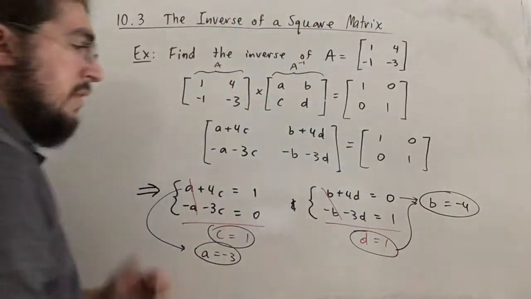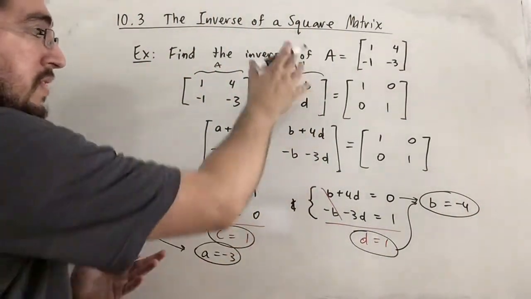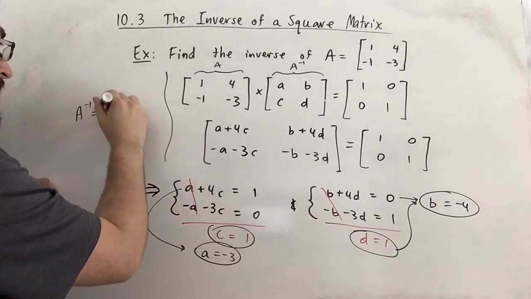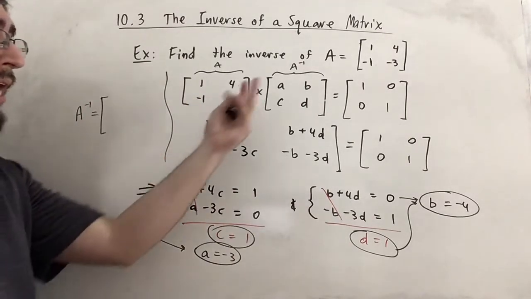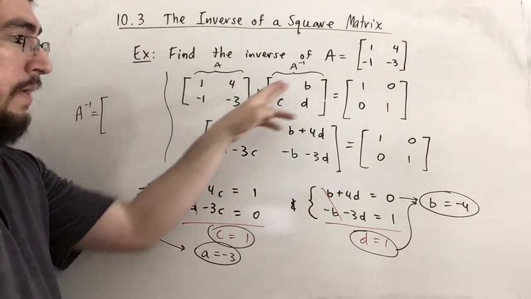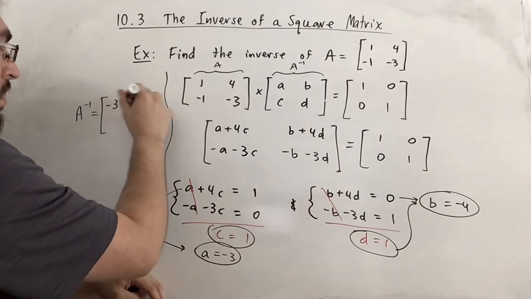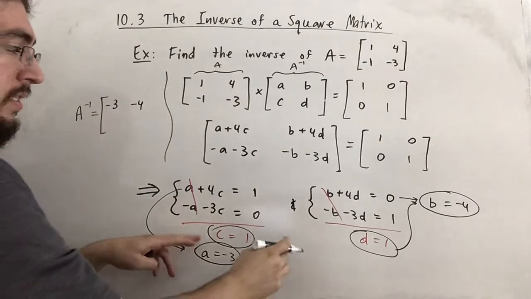Perfect. So that actually tells us what the inverse is. Remember, this was our inverse. So over here, our answer will be A inverse is just the matrix whose entries are a, b, c, d. We found a, b, c, d. It's negative 3, negative 4. And c, d would be 1, 1.